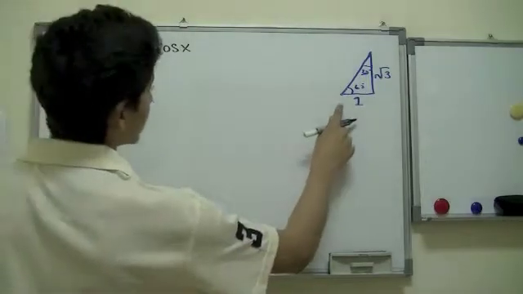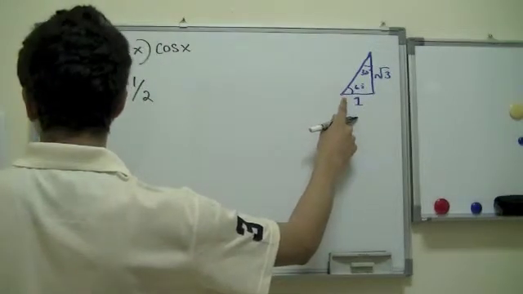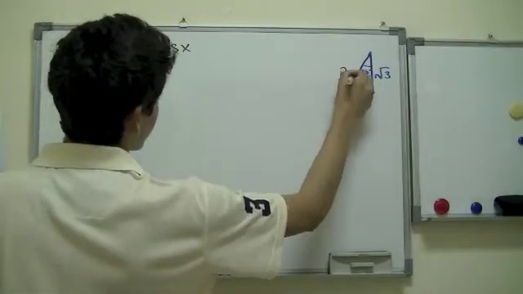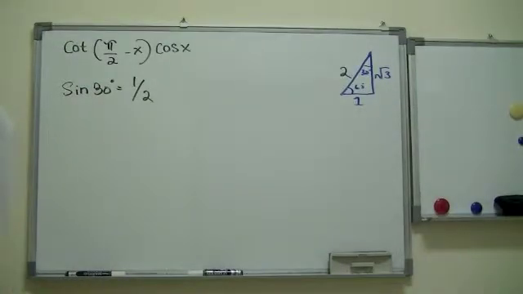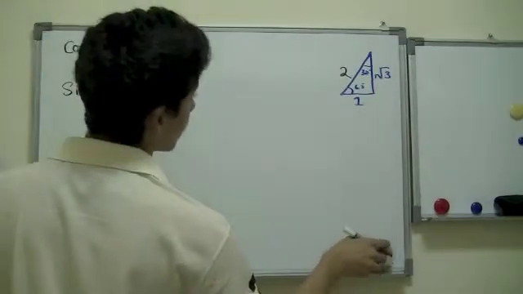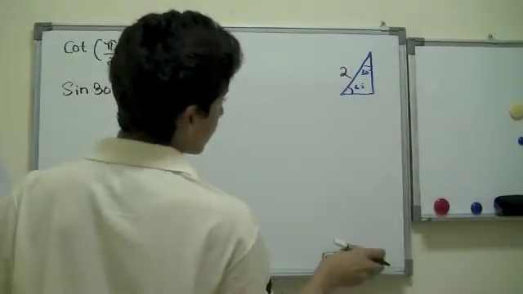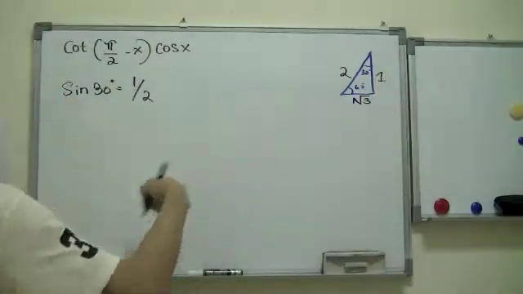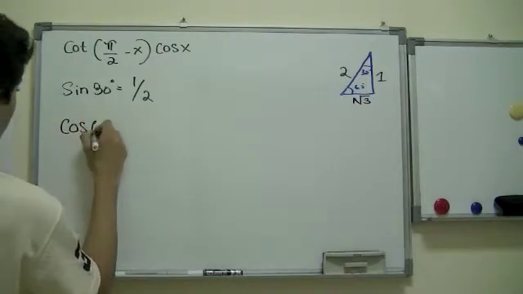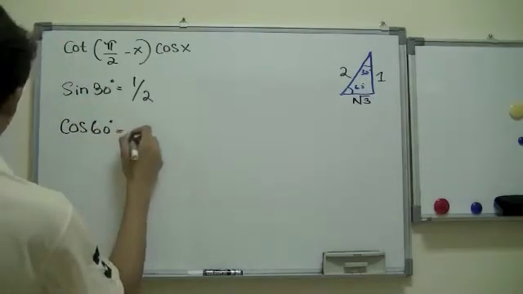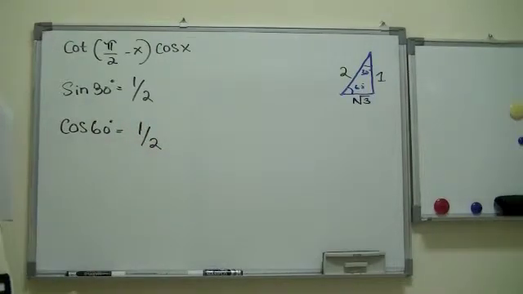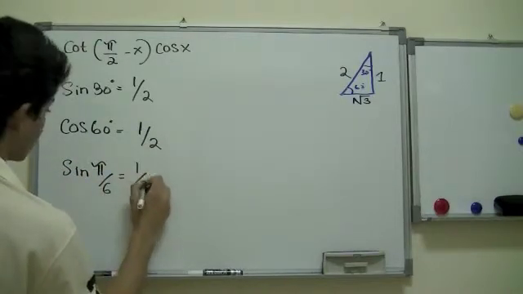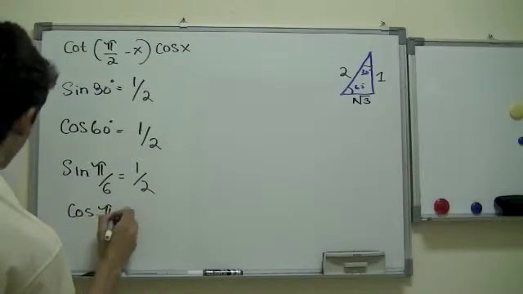Okay, so sine of 60 degrees gives us basically radical 3 over 2. The hypotenuse is 2 here. We can get radical 3 and 1 over here. So it's 1 over 2. Then we can say cosine of 60 would also be 1 over 2. Then sine of pi over 6 is equal to 1/2, cosine of pi over 3 is also equal to 1/2.